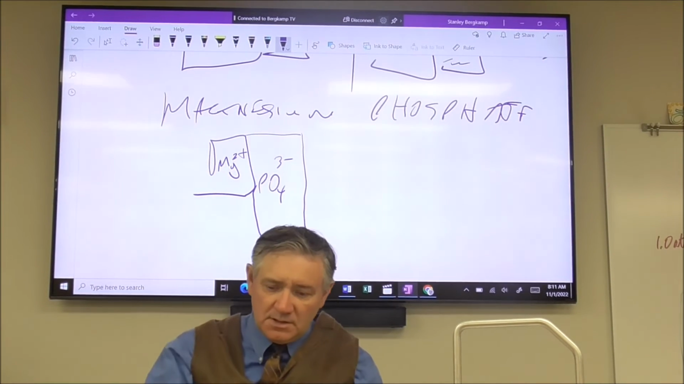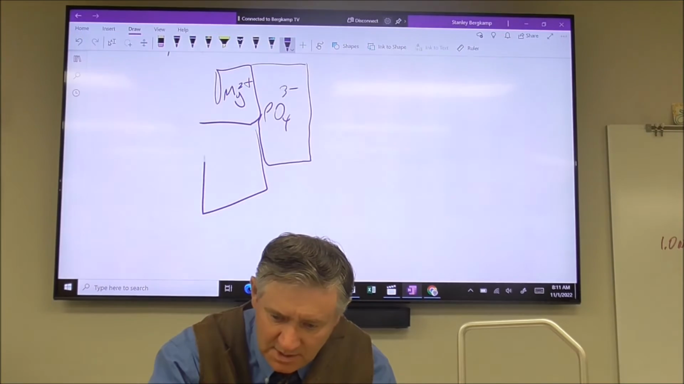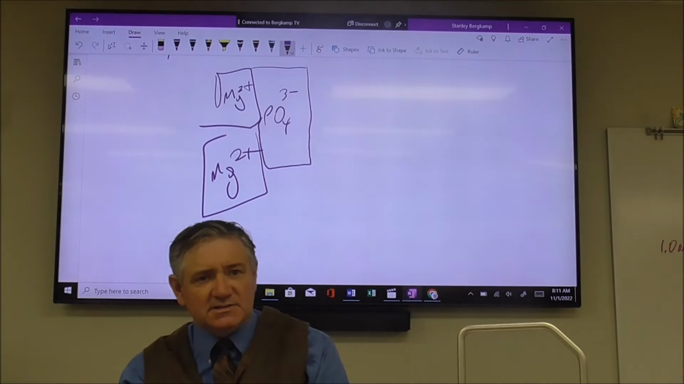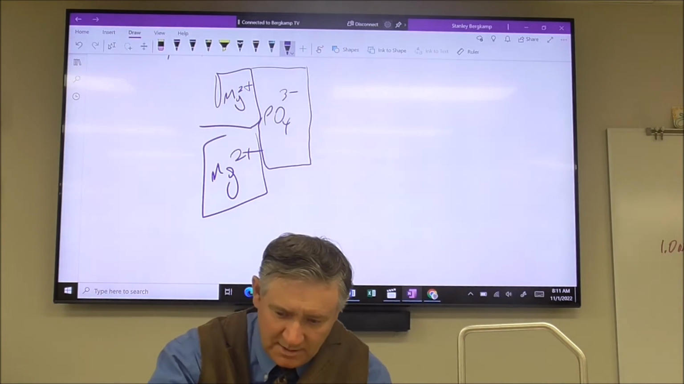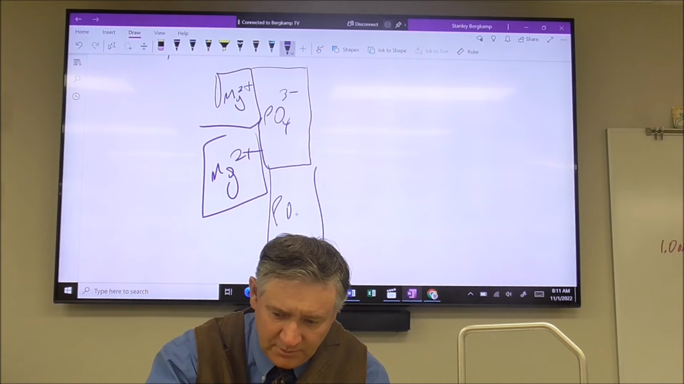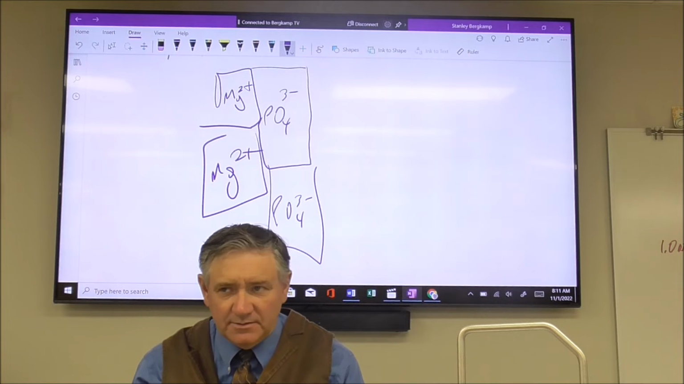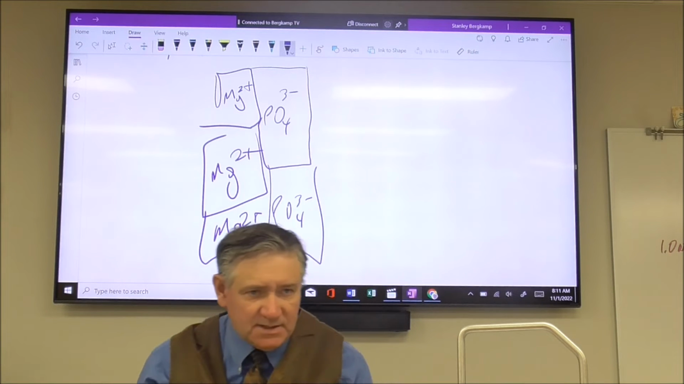Another magnesium. Now, unfortunately, if I put in another magnesium, then I've got that action going. So now what do I have to do? Add another phosphate, PO4, 3 minus. That doesn't work either, so now what do I have to do? Add one more magnesium.